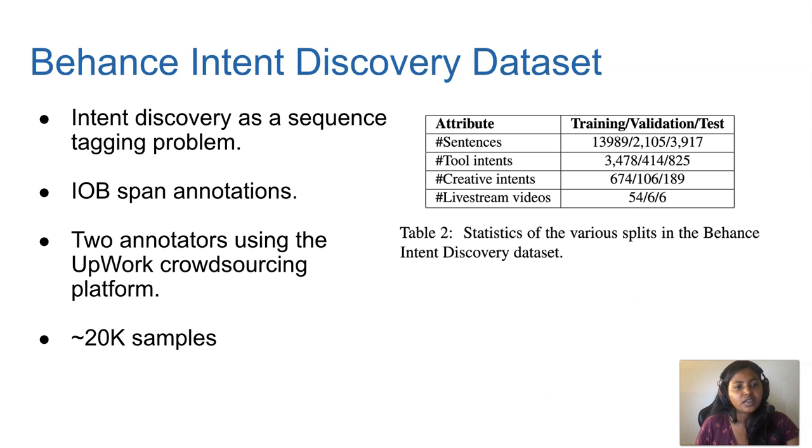We frame this task as a sequence tagging problem. Each sample contains a sentence with IOB span annotations for either of the classes. We recruited 2 annotators using the Upwork crowdsourcing platform to create these annotations. The resulting dataset contains 20,000 samples.